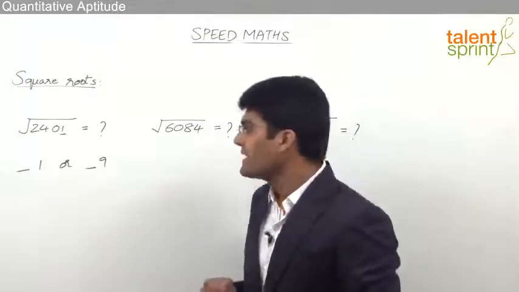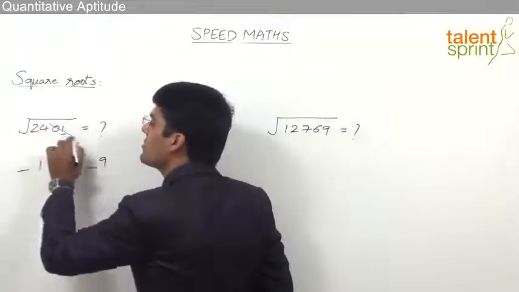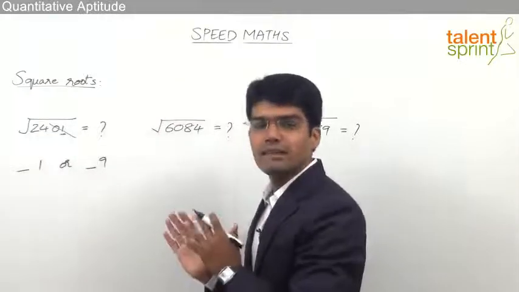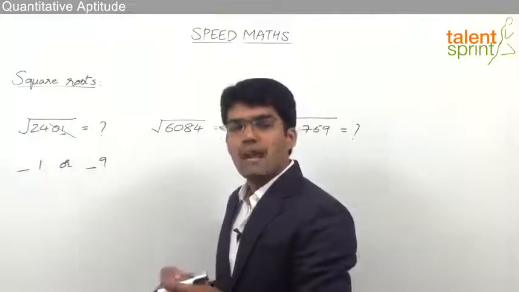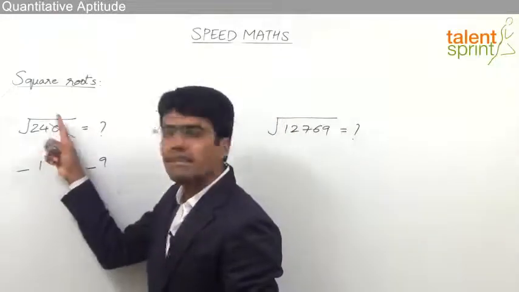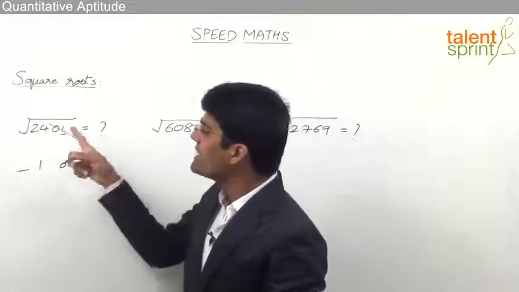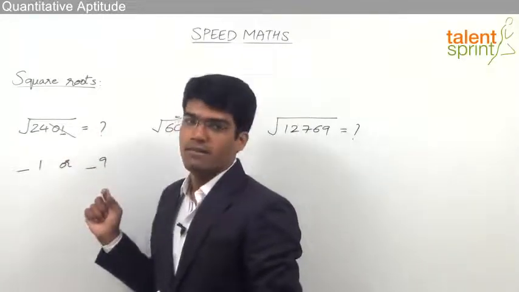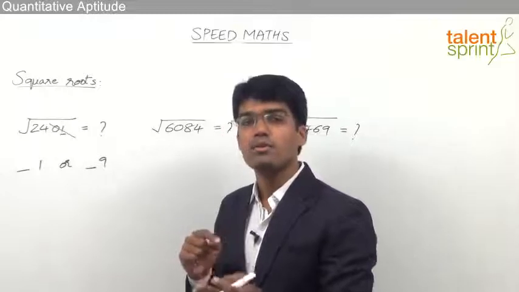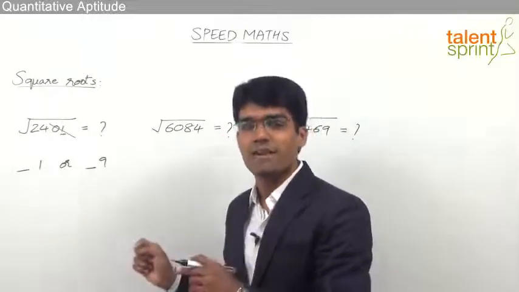Now the second step here is to leave the last 2 digits. Remember, always leave the last 2 digits. Now we need to find that number which is immediately less than 24 and a perfect square. So what is a number which is less than 24 and a perfect square? We know that it is 16. Why? Because 4 square is 16, 5 square is 25.